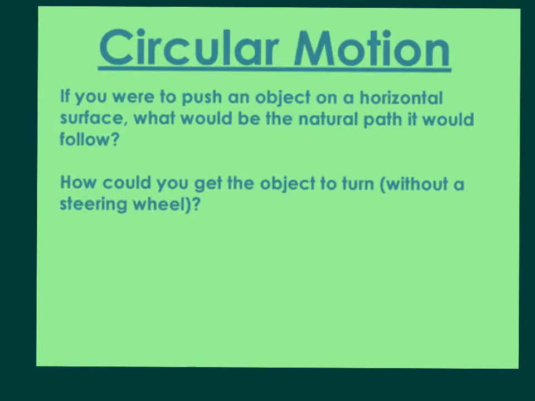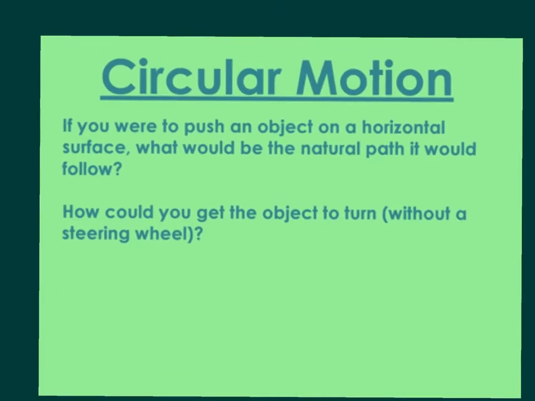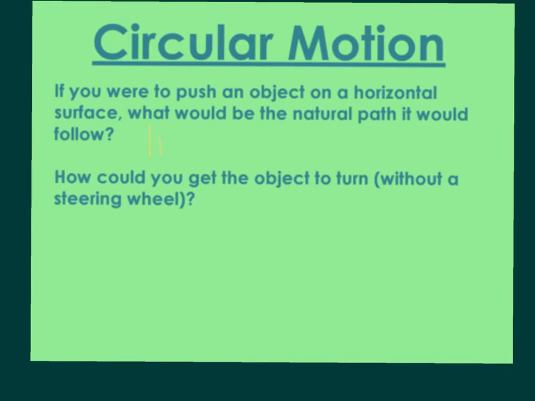Normally, if we were to push an object on a horizontal surface, the natural path that it would follow would be that of a straight line, a linear path. We know that objects have inertia, which means that an object in motion will stay in motion unless acted upon by an outside force. So an object in motion will continue to follow its direction of motion until acted upon by an outside force, which means that in order for an object to follow a circular path, an outside force must exist, pulling the object around the curve.